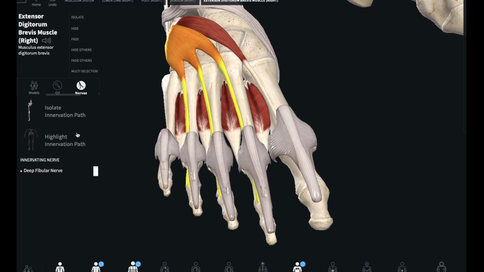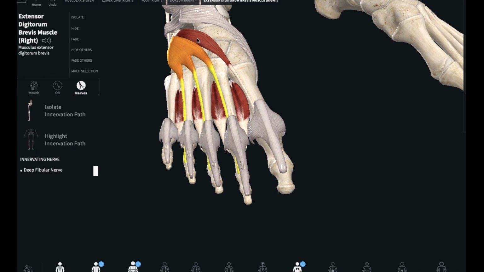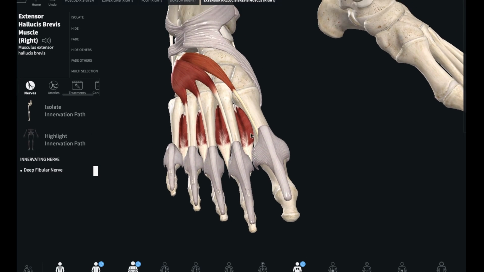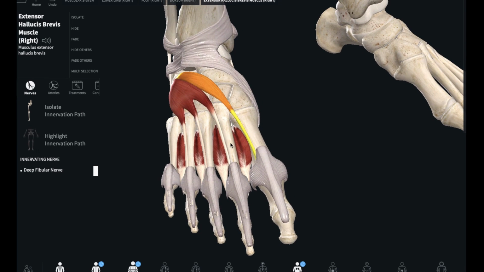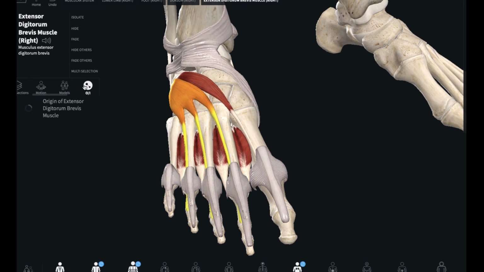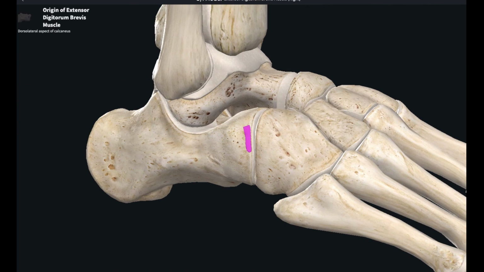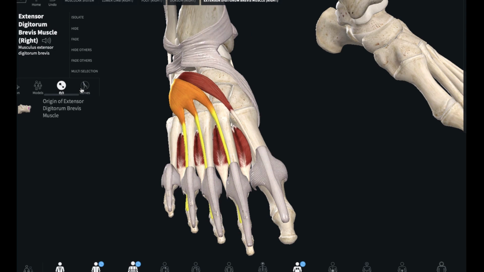Now let's check the nerves. That's the deep fibular nerve. This is probably deep, yeah. Okay. And this one is the extensor hallucis because it connects to the big toe. I bet their actions are quite similar, so let's have a look. Oops, that's not what I was looking for.